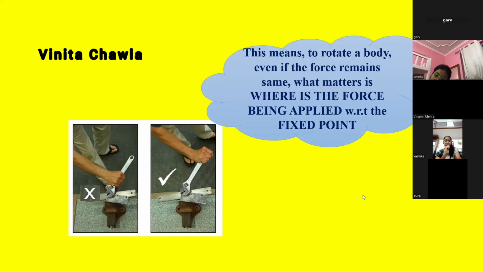This means to rotate a body, even if the force remains the same, what matters is where the force is being applied with respect to a fixed point.